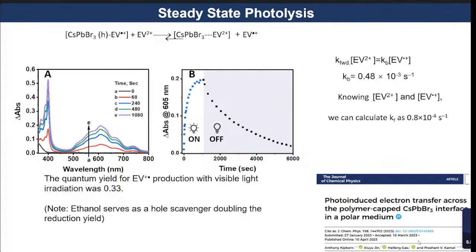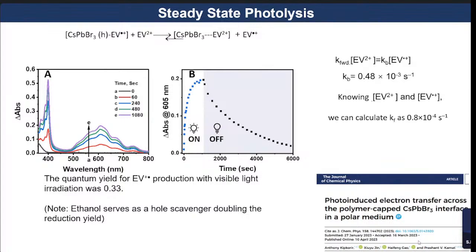This is the net yield. There is a competition between a forward electron transfer and a back electron transfer. So as long as these are going on, this keeps on growing. That is the net product you are seeing. So what happens if you turn off the light? This starts a decay.